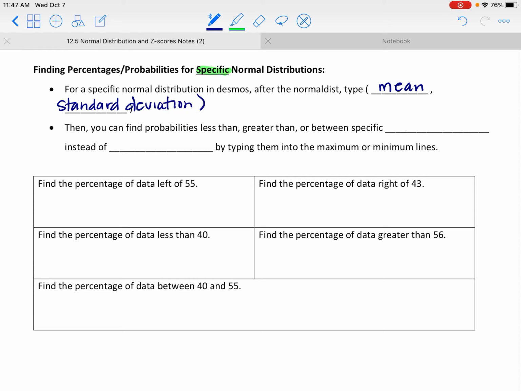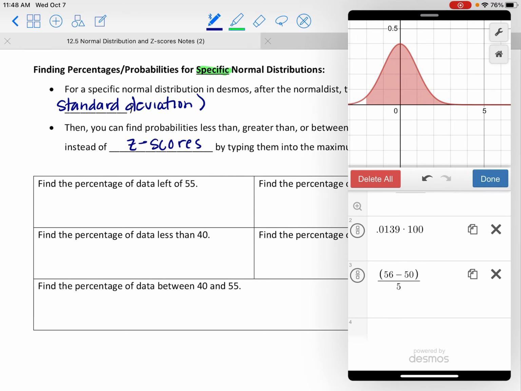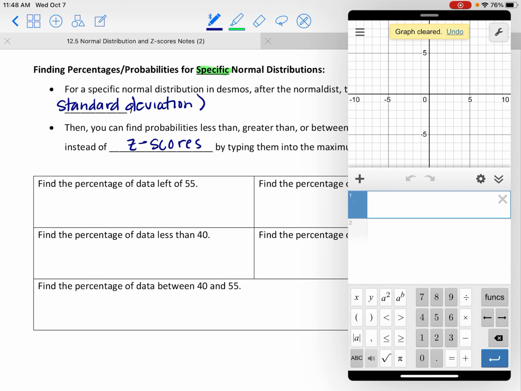Okay, so then you could find probabilities, again, less than, greater than, or between specific values this time instead of z-scores. So when it was generic, we were going left of, right of, and between z-scores. And now that it's going to be specific, we're going to go left of, right of, or between the actual values. Okay, so let me clear this out, show you again what we're doing.